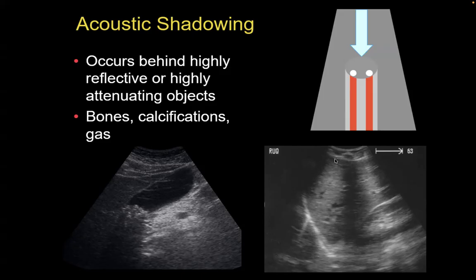Same thing here, where when you're looking at the liver and the diaphragm, sometimes there are ribs in the way. When there are bright white ribs, they cast a nice dark shadow underneath. These are the acoustic shadowing of the ribs.